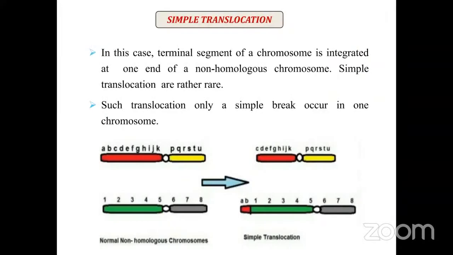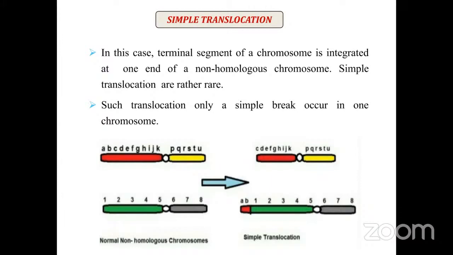Translocation. In translocation, as I told you, it happens between non-homologous chromosomes, meaning interchromosomal. Whatever other structural chromosome aberrations we have seen, like deletion, duplication, and inversion, can happen within a chromosome, intrachromosomal. But translocation can happen between non-homologous chromosomes, that is, other chromosomes. There is an exchange of genetic segments.